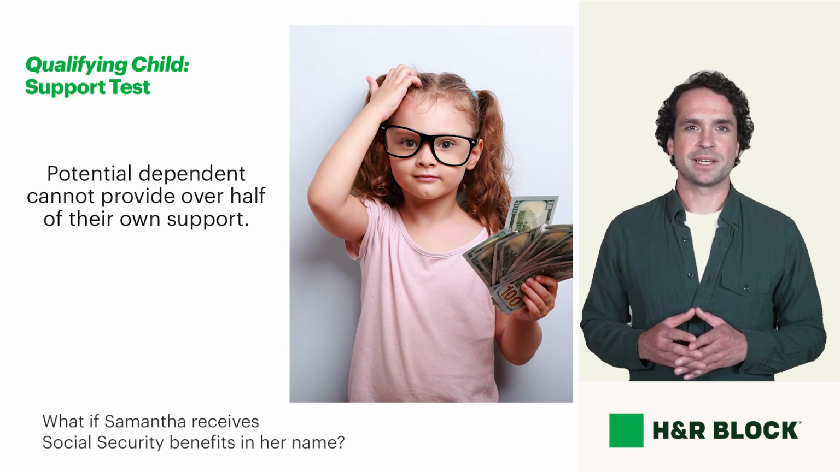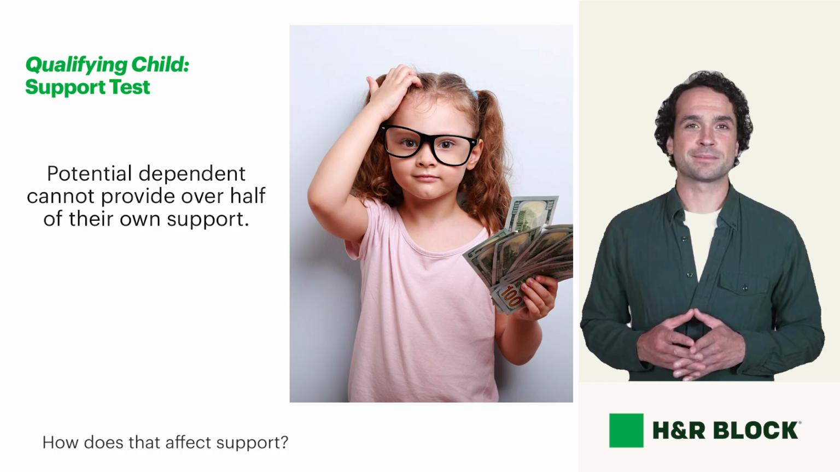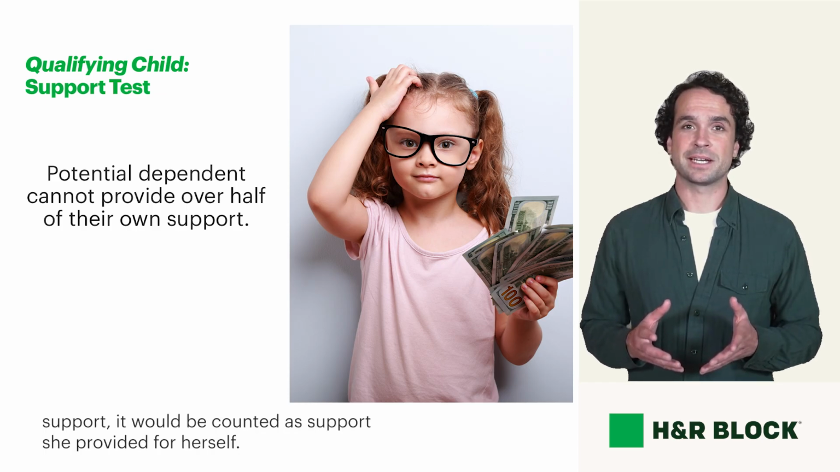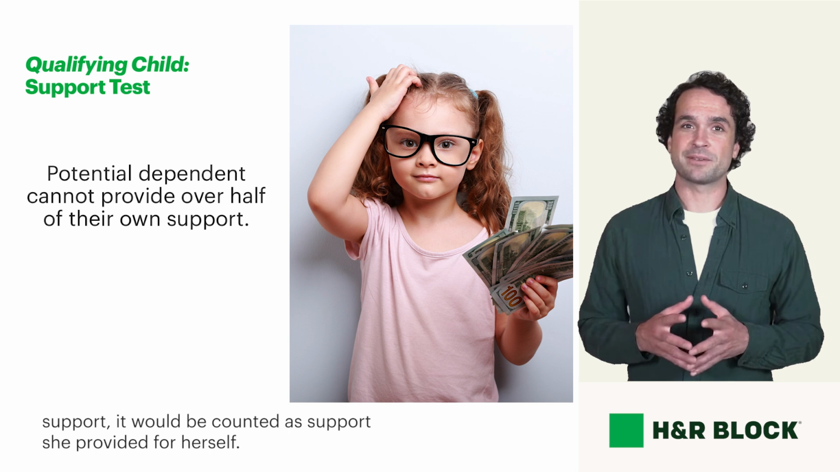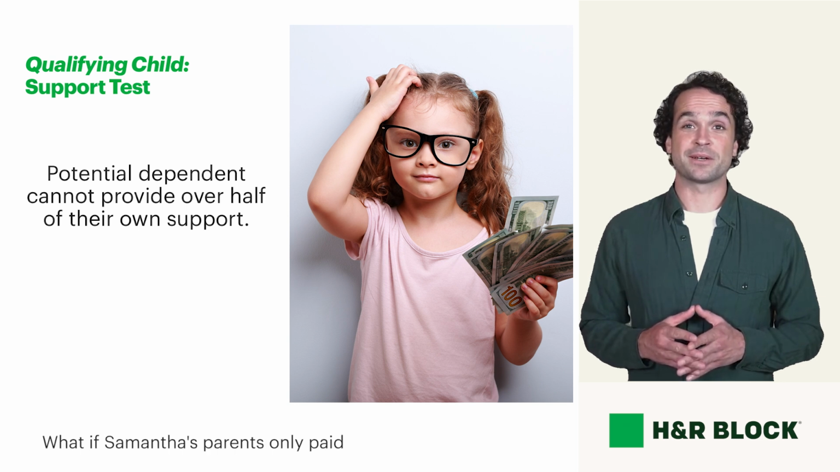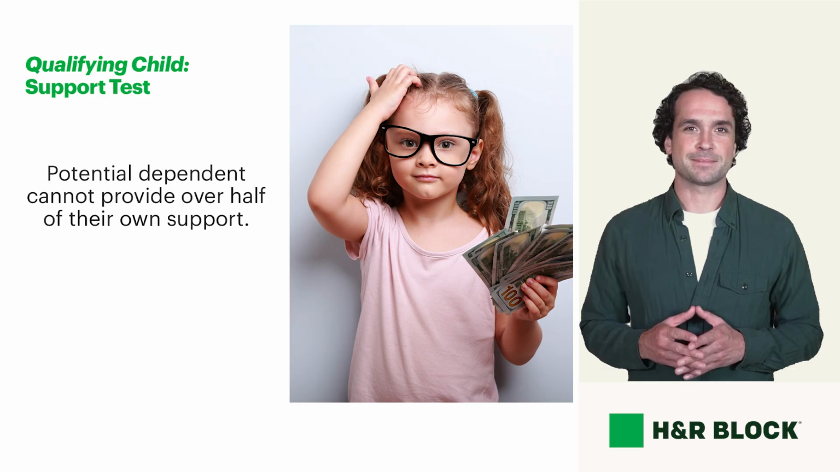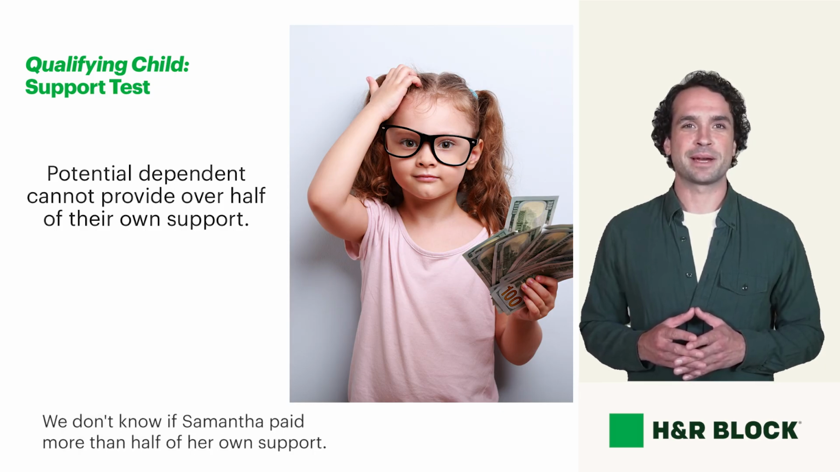What if Samantha receives Social Security benefits in her name? How does that affect support? Just like with the wages, if the money was used for Samantha's support, it would be counted as support she provided for herself. What if Samantha's parents only paid 25% of her support? Would Samantha pass this test? We don't know yet. We don't have enough information. We don't know if Samantha paid more than half of her own support.